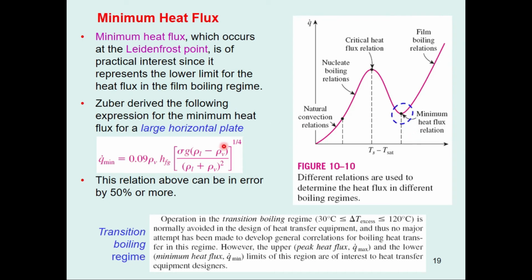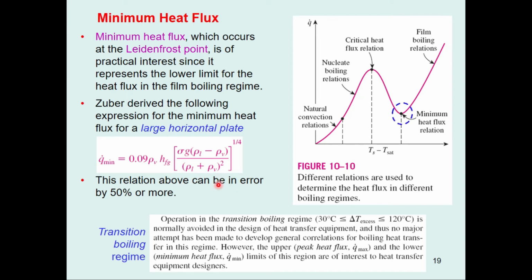There is one relationship for the value of the heat transfer rate for a large horizontal plate. This is the geometry, and this is the expression over here. This is an experimental relationship, determined after doing some experiments. So it has 50% validity, right?